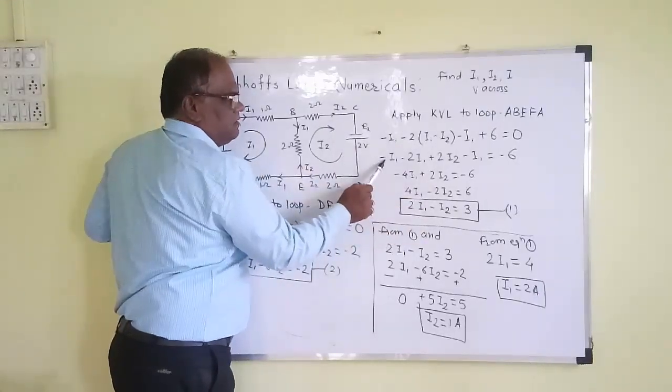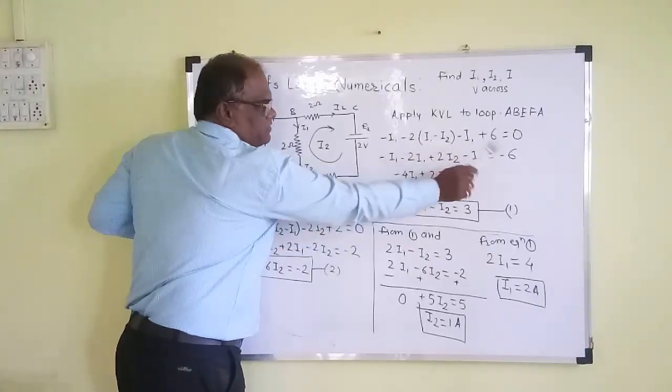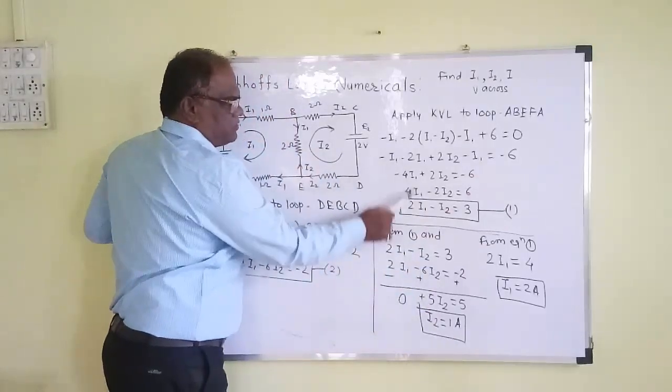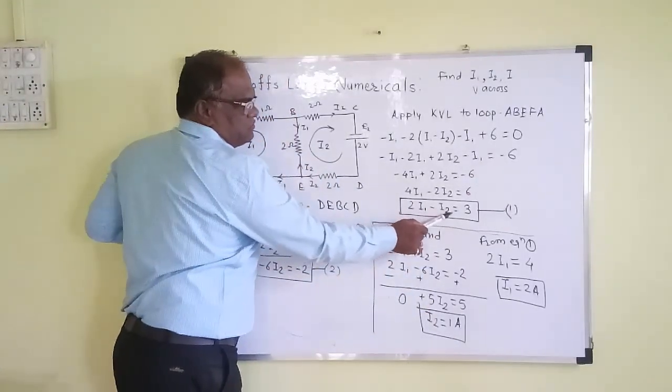Solve. Minus, minus become plus. Minus I1 is equal to, 6 is transferred to this side. After solving, you will get this equation: 2I1 minus I2 is equal to 3.